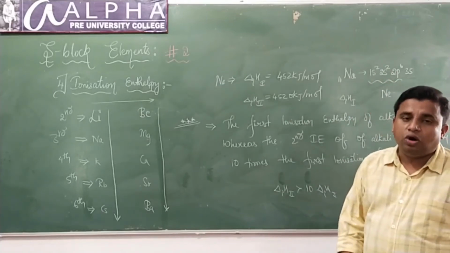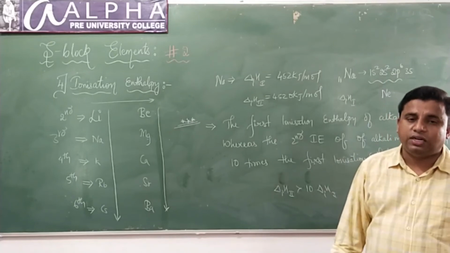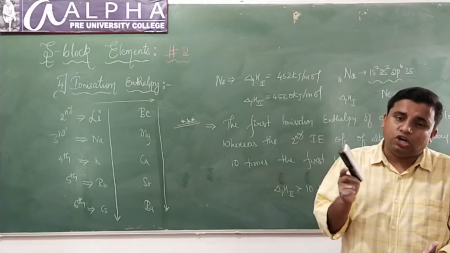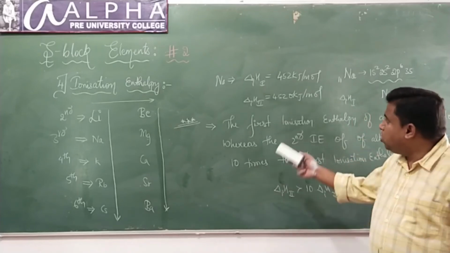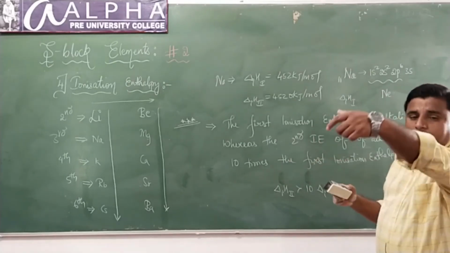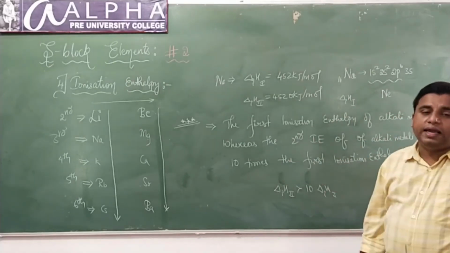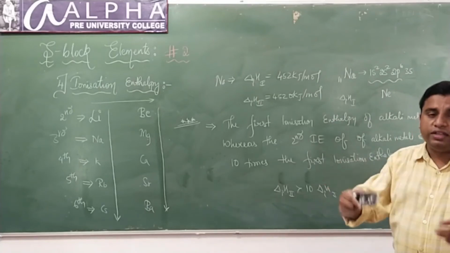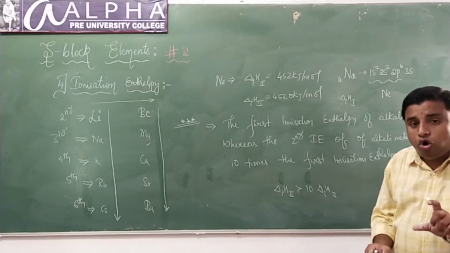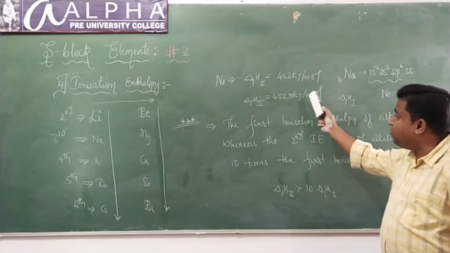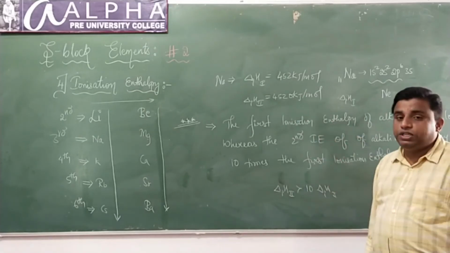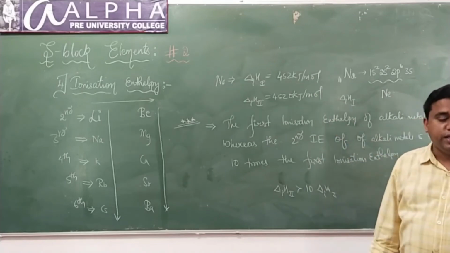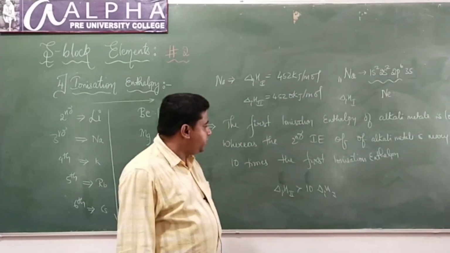We know the inert gas configuration is a stable configuration. It is very difficult to remove electrons from, or add electrons to, a stable configuration. So sodium, upon losing one electron, has gained noble gas configuration. Now it is already stable and doesn't want to lose any more electrons. Hence, if you want to remove the next electron, you have to supply very high energy. How much? 4520 kilojoules, almost 10 times the first ionization enthalpy. Got it? Clear?